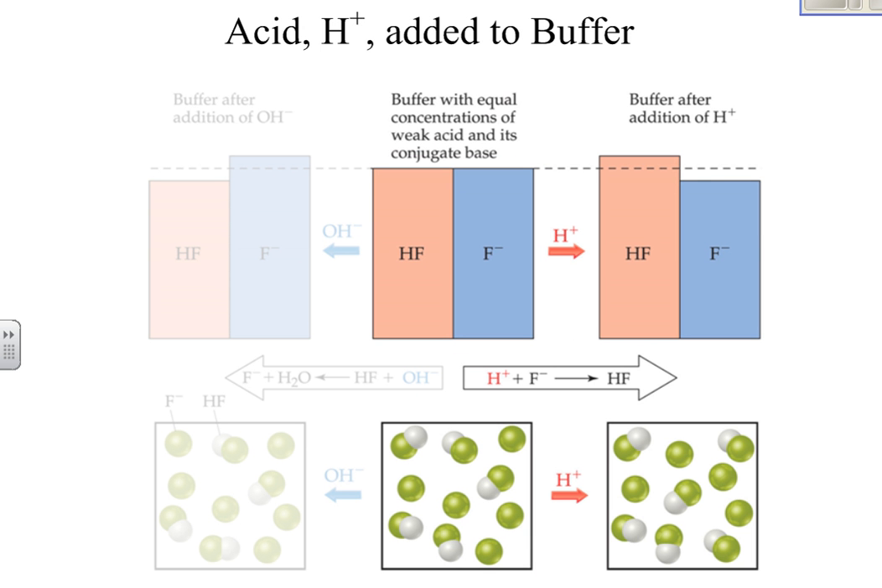With the addition of acid, the acid is going to react with the conjugate base, in this case the fluoride ion. And again, you see from the pictorial that the HF concentration is going to go up a little bit, the F minus concentration is going to go down a little bit, but we've neutralized that hydrogen ion that we've added to the solution, and thus maintained a little bit of stability in the pH of the solution.